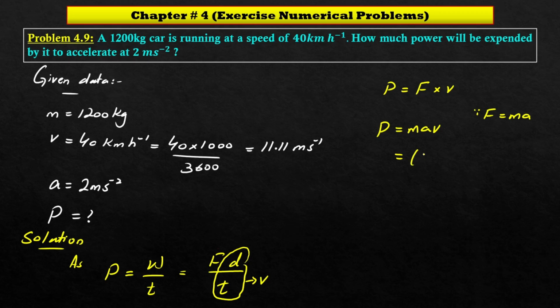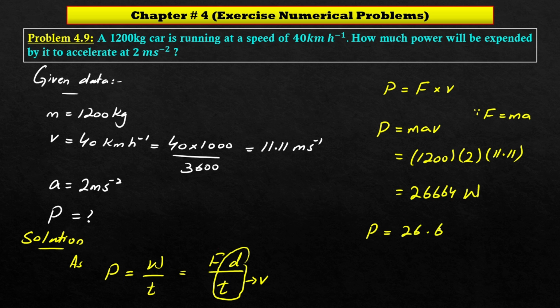Mass of the car is 1200, acceleration is 2, and velocity is 11.11. After solving it, it becomes equal to 26,664 watt, which can be written as P is equal to 26.66 kilowatt.